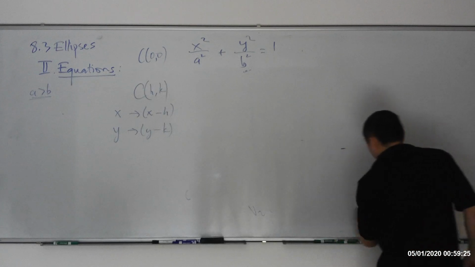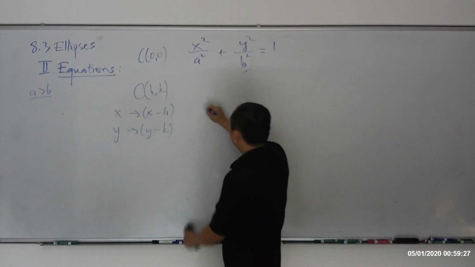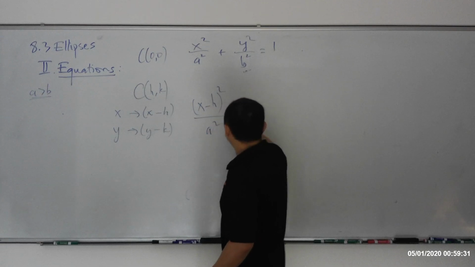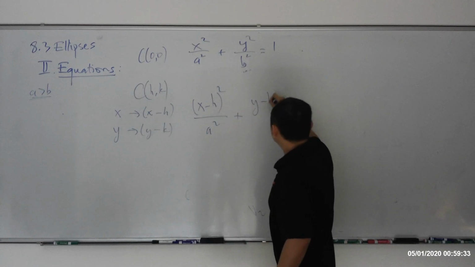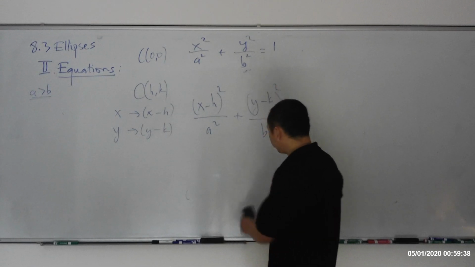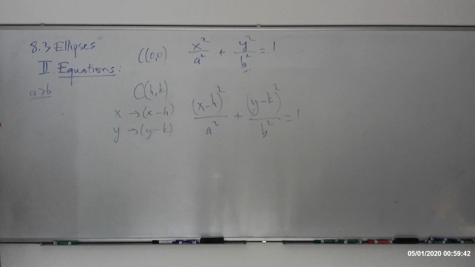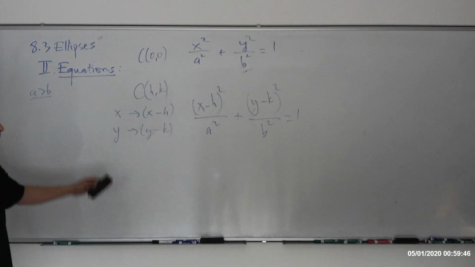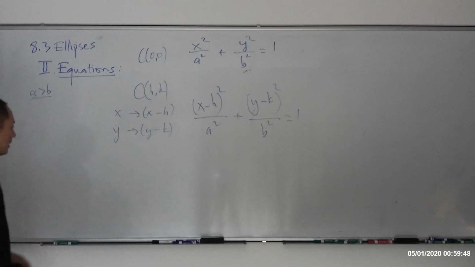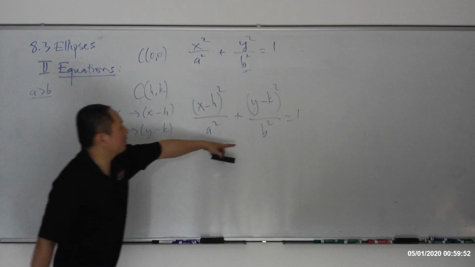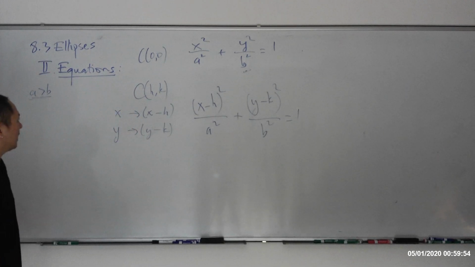So the general equation will be x minus h squared over a squared plus y minus k squared over b squared equals 1. Now let me show you some examples, maybe one, maybe two, about the ellipse, and you guys can see the whole thing. This is the general formula for an ellipse centered at h, k.